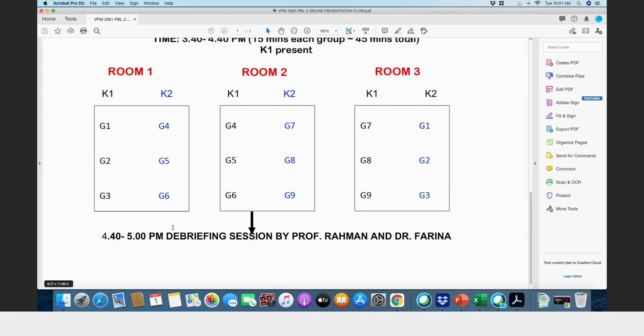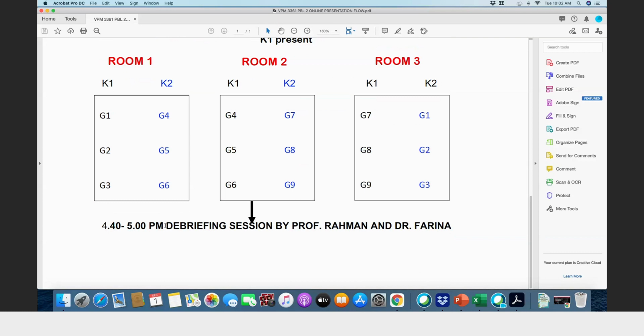We will go back to the main room. I will send a broadcast message to everyone saying you have 5 minutes to wrap up, then we will go back to the main room, same as before. So when I say wrap up, please wrap up. And then we will have a debriefing session. We will debrief all the cases at the end of the session.